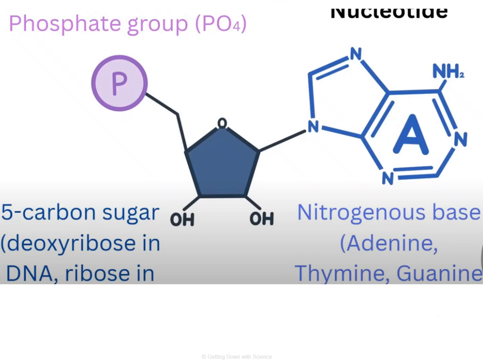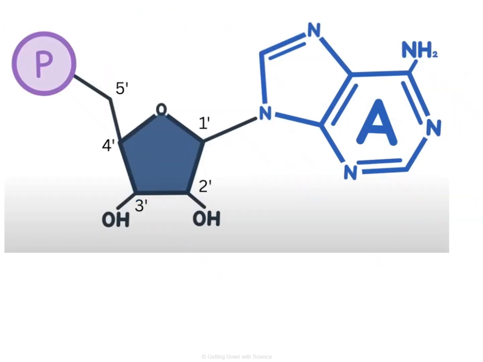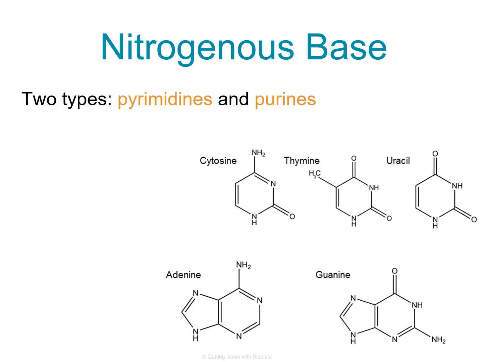And there are 5 nitrogenous bases. We have adenine, thymine, guanine, and uracil, as well as cytosine. And then our 5-carbon sugar is either going to be deoxyribose or ribose, depending on which nucleic acid we are making. So we have pyrimidines and purines, depending on which one we have.